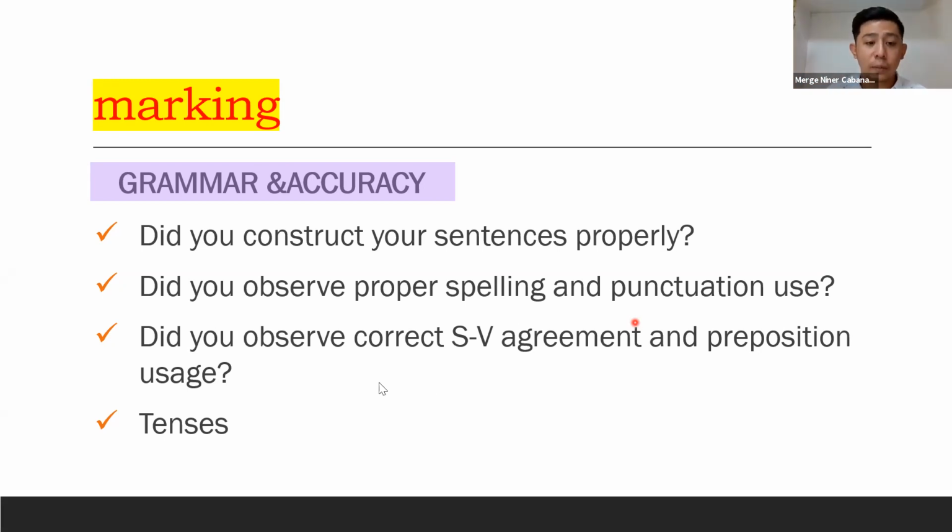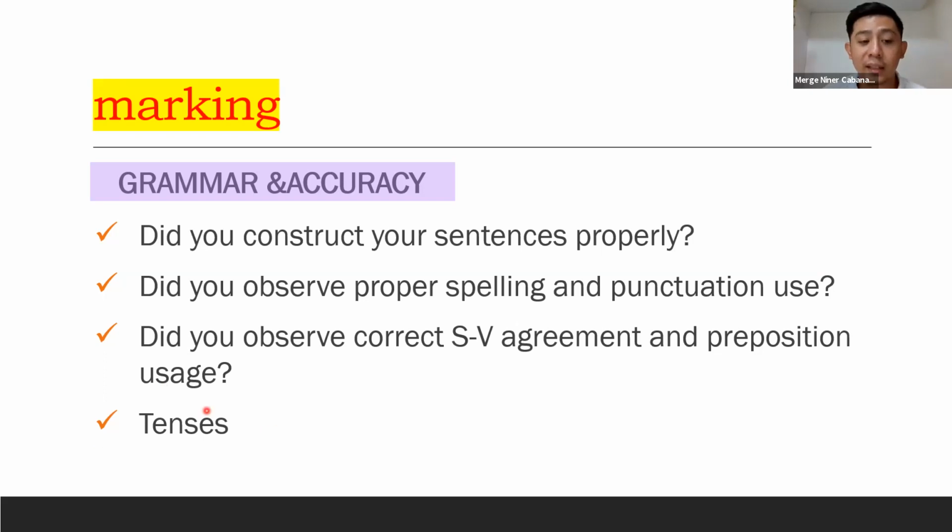Okay, so did you observe the correct subject verb agreement and preposition usage? The most common errors in grammar are subject verb agreement and preposition usage. So don't worry, we will be covering prepositions in your Grammar 6.